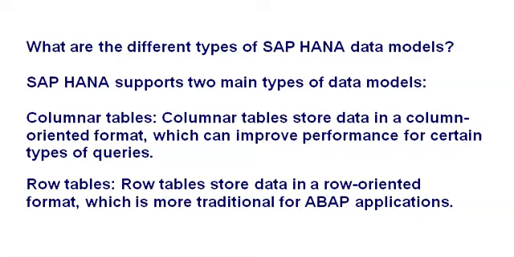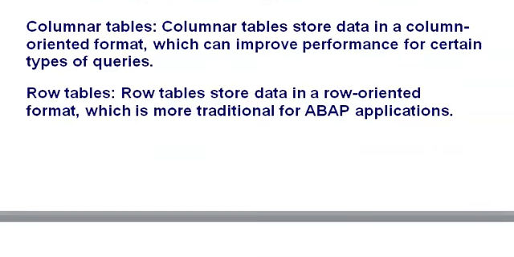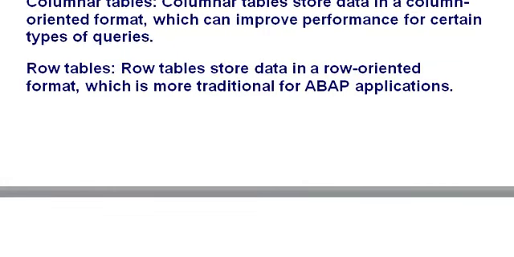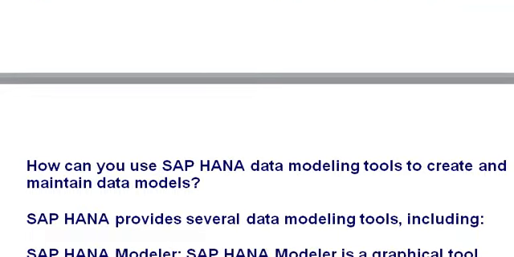What are the different types of SAP HANA data models? HANA supports two main types of data models, columnar tables and row-based tables. Column tables store data in a column-oriented format, which can improve performance for certain types of queries. And row tables store data in a row-oriented format, which is more traditional for ABAP applications.